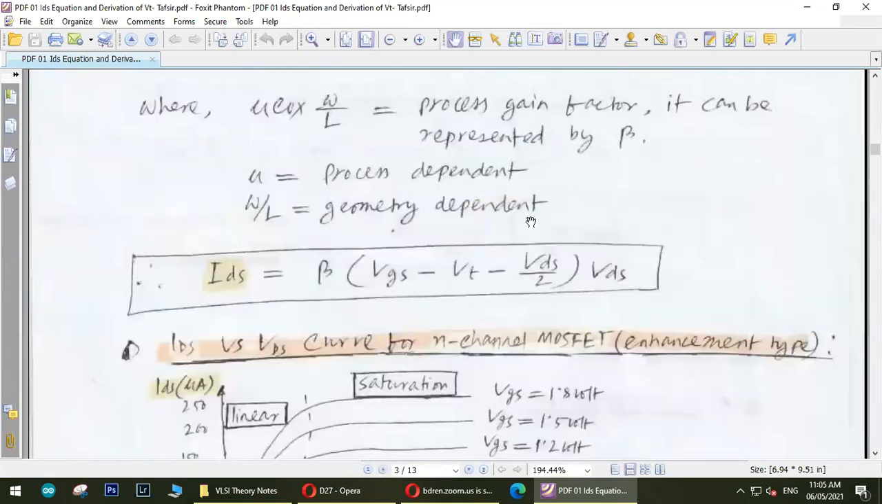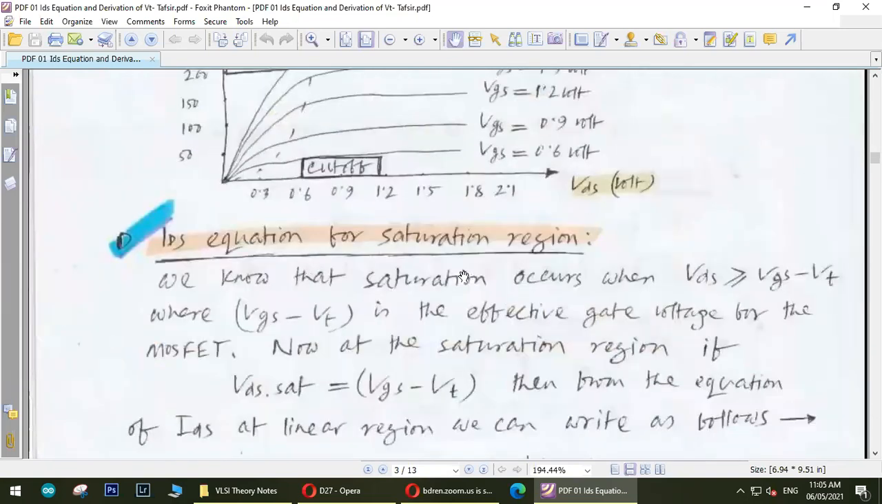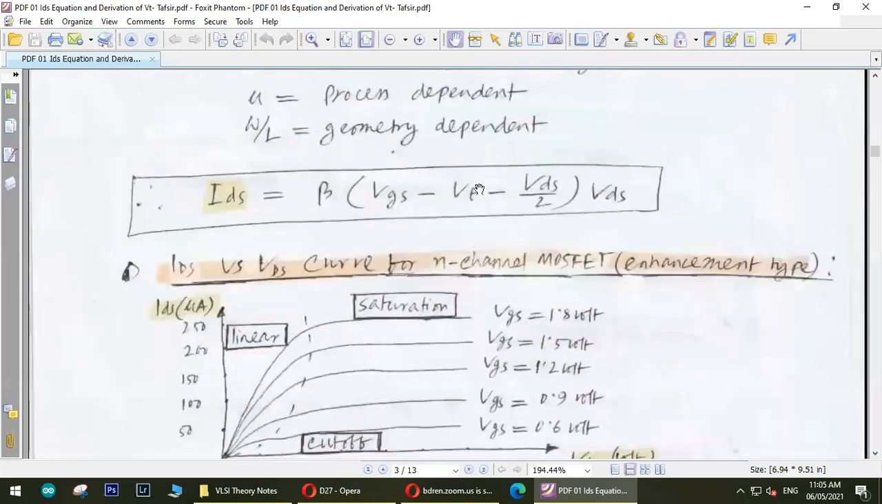Now what we're going to do, we are going to go for the rest of the derivation, up to the linear region. I told you the day before yesterday, the equation is valid until you reach this condition: when your VDS is more than or equal to VGS minus VT, this equation is not valid. Right? Right, everyone?